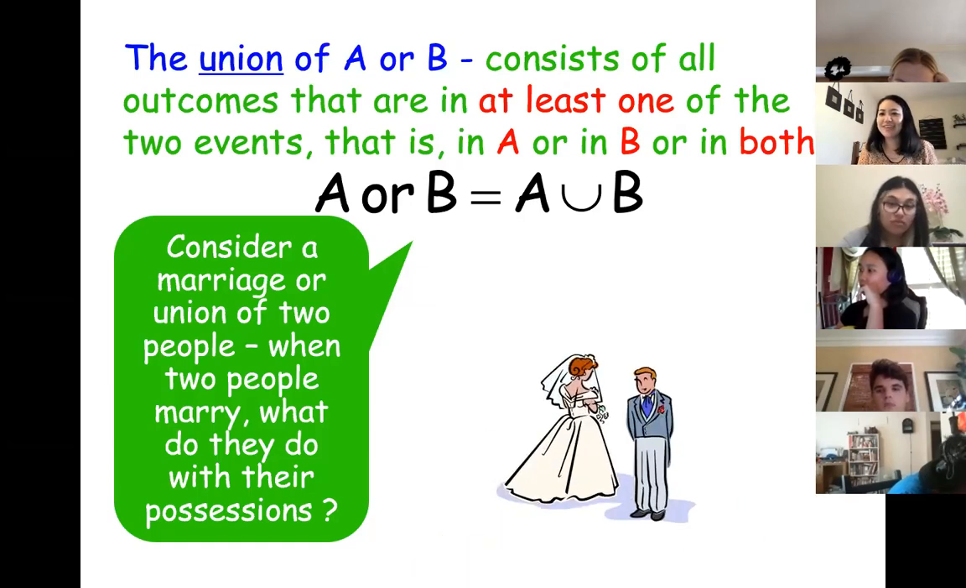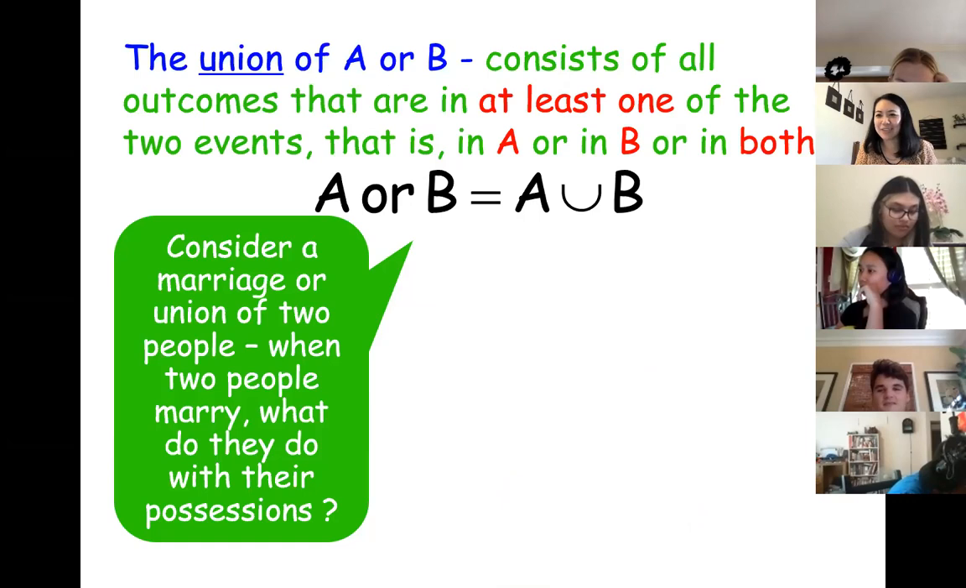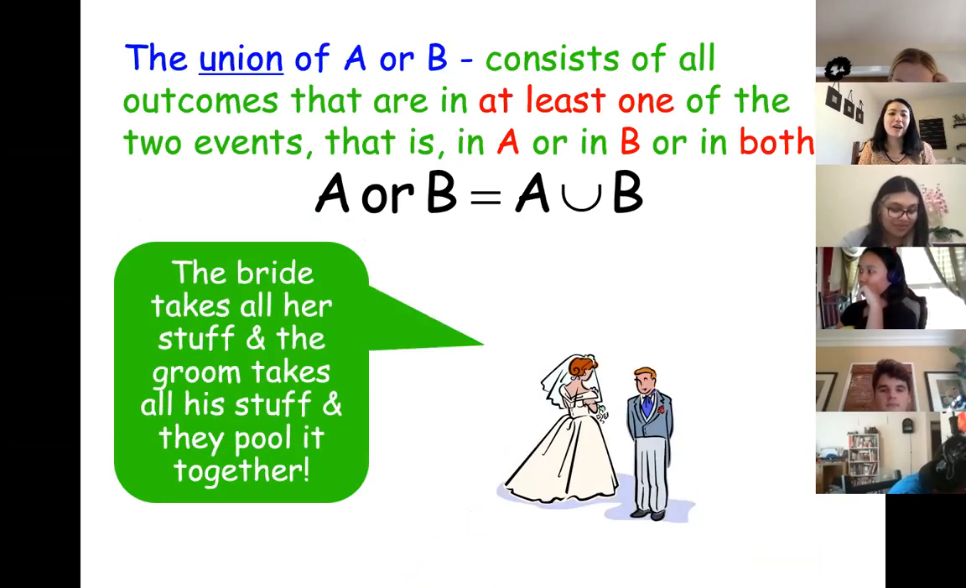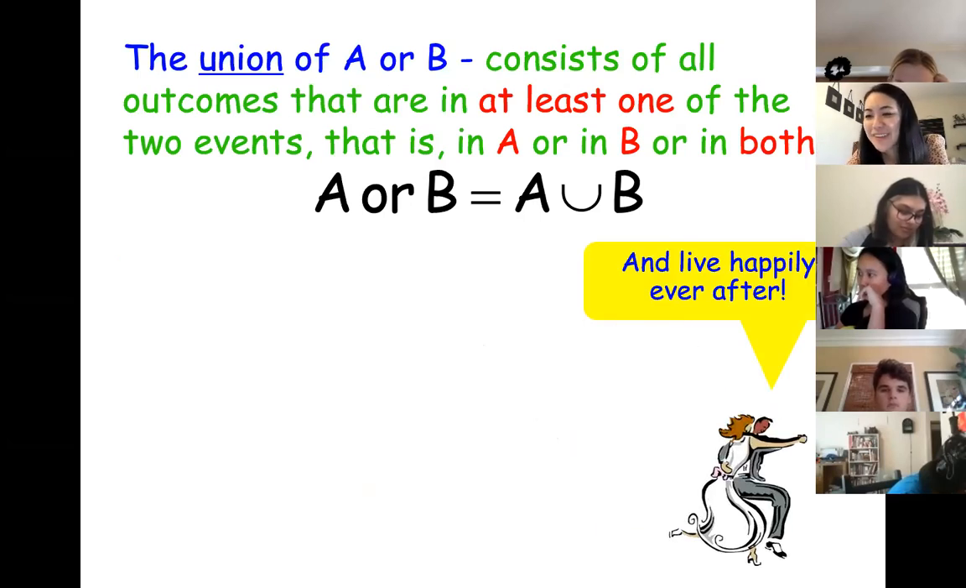Well, that's me. That's my husband. So what do we do with our stuff? We pull it together, right? So now we have 2 spatulas. So we just pull all our stuff together and we live happily ever after. That's the same thing with the union.